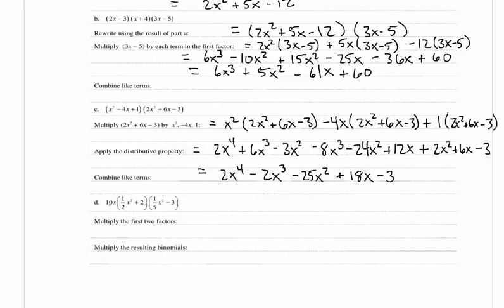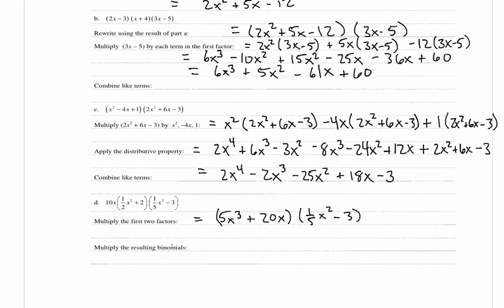In D, we have 10x times 1/2 x squared plus 2 times 1/5 x squared minus 3. The first thing it wants us to do is multiply the first two factors. So that means we're going to multiply 10x times 1/2 x squared plus 2. That's going to equal 10x times 1/2 x squared is going to be 5x cubed, and 10x times 2 is 20x, times 1/5 x squared minus 3.